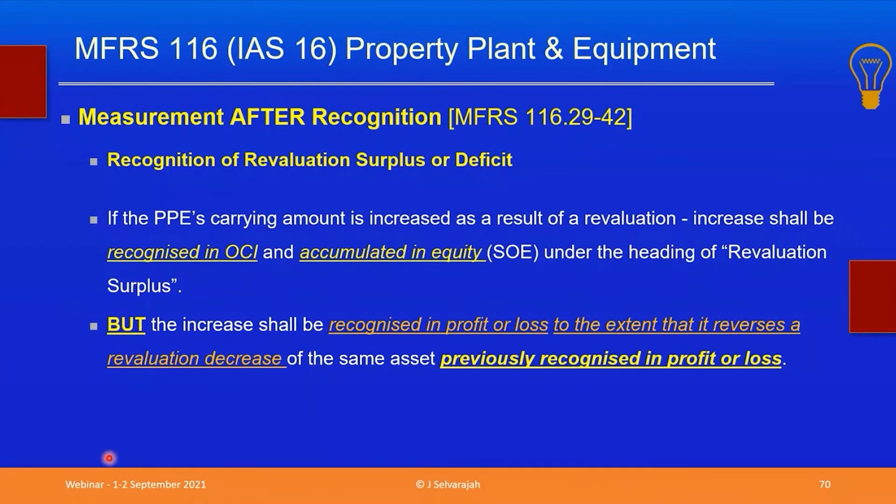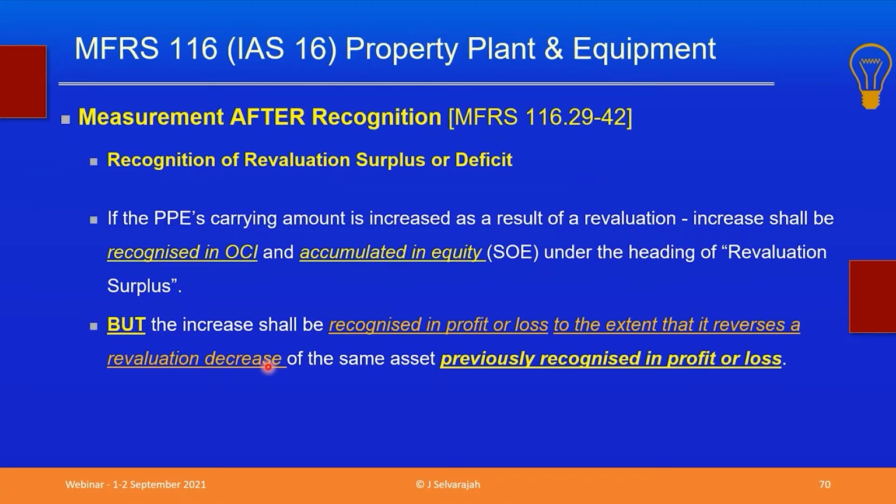Now, the sentence here says that the increase is recognized in profit or loss to the extent it reverses a revaluation decrease. Let's go to the example. Last year, 100,000 was the previous year's valuation, and the current valuation was 80,000. Current means last year. So there's a loss of 20,000 gone into the P&L account.